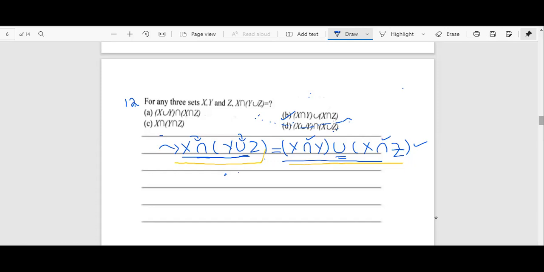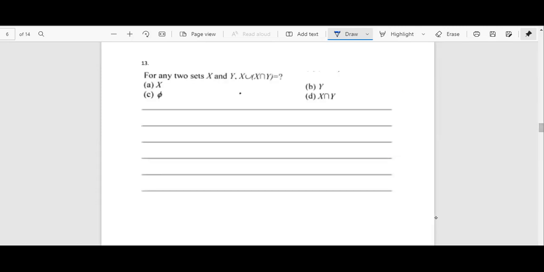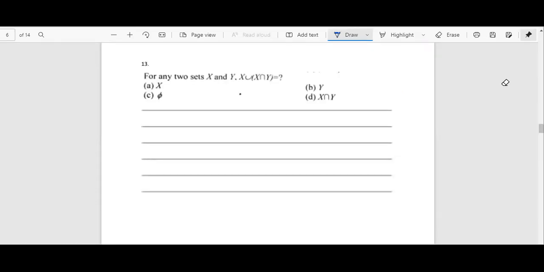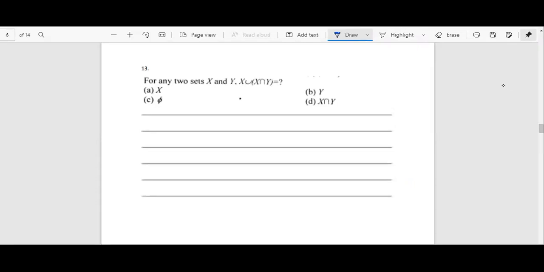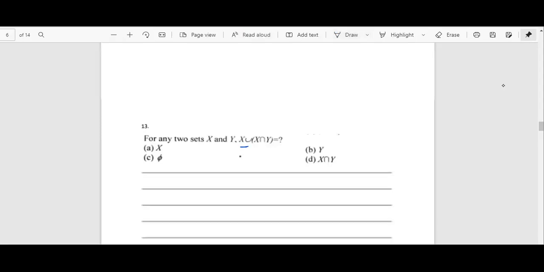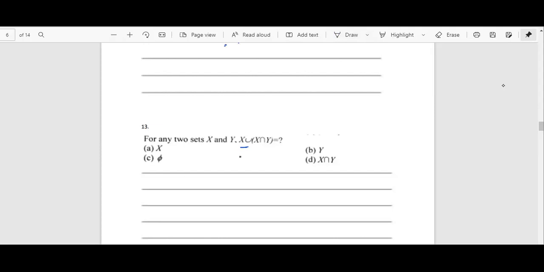Okay. Now we have the 13th question. Here we have, for any two sets X and Y, X union X intersection Y is going to be... Okay, all right. Now, if I talk about this part, X union X intersection Y.